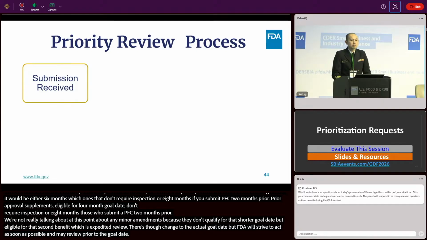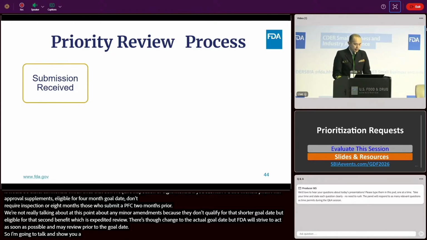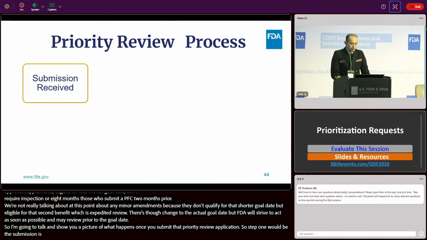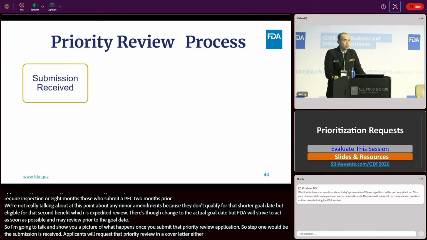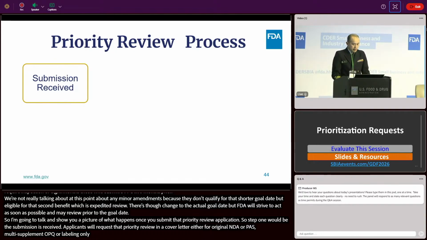So I'm going to talk briefly and show you a visual picture of what happens once you submit that priority review application. So step one would be the submission is received. So applicants will request that priority review in a cover letter, either for original ANDA, for an ANDA amendment, or a PAS multi-discipline supplement, or OPQ, or labeling only supplement. Or the other case, as I mentioned, would be that FDA may still identify that submission as qualifying for priority review if it's a drug shortage or public health emergency.